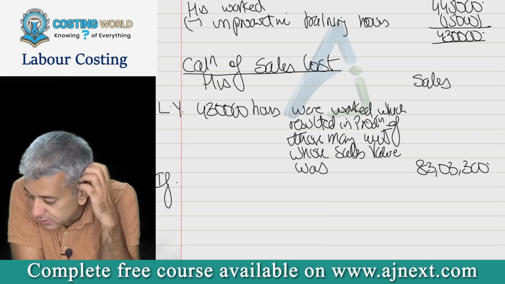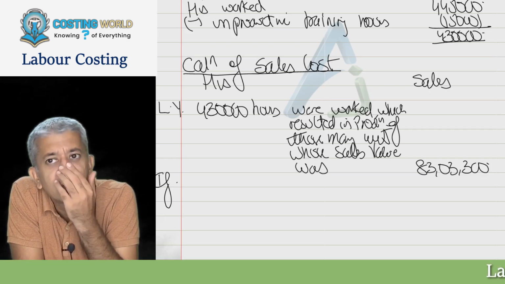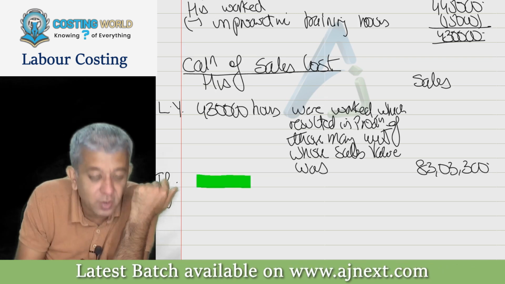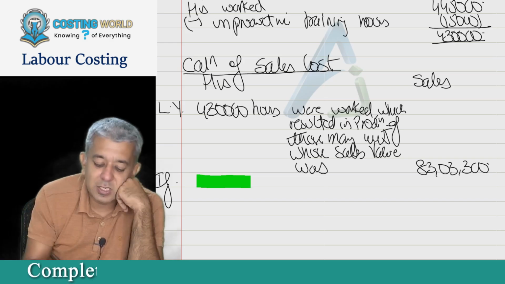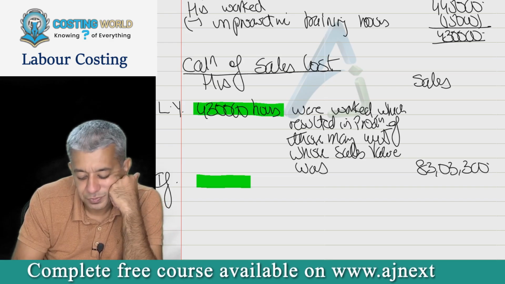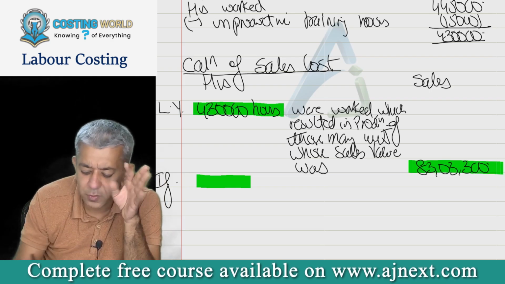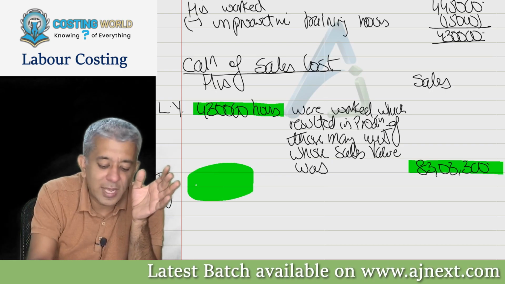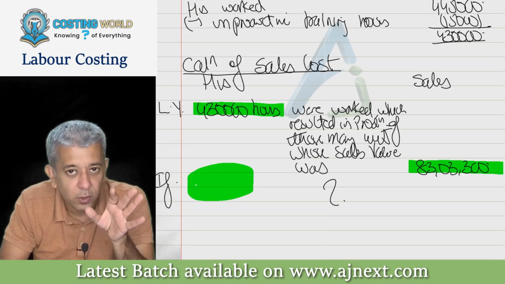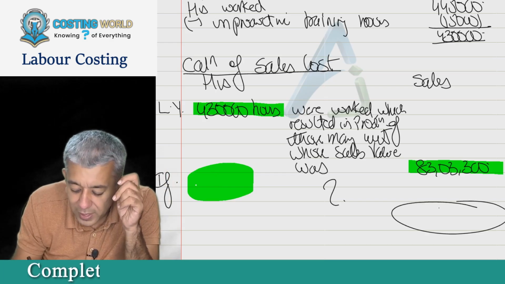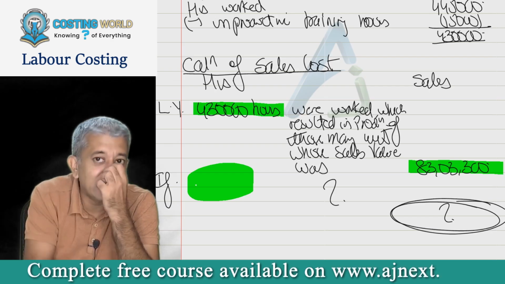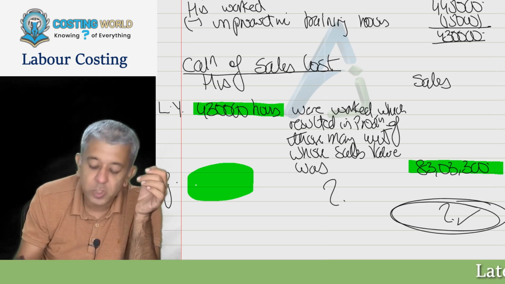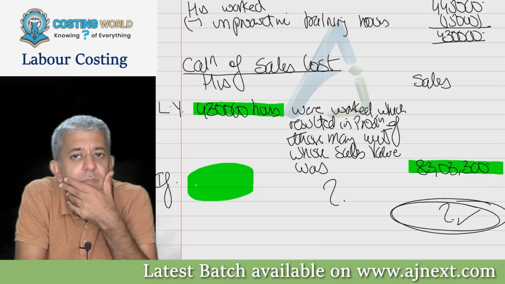Now before you answer, sir, why do you require that figure? Why do I require that particular figure? Because the moment you give me that figure, I will start thinking that last year these many hours produced those many units whose sales value was this. If labor turnover did not happen, these many extra hours I would have got. In those extra hours, how many units I will produce, that in any case I cannot find out, but I will be able to get the sales. So this much sales I would have got had labor turnover not happened. Means this much sales was lost because labor turnover had happened, no?